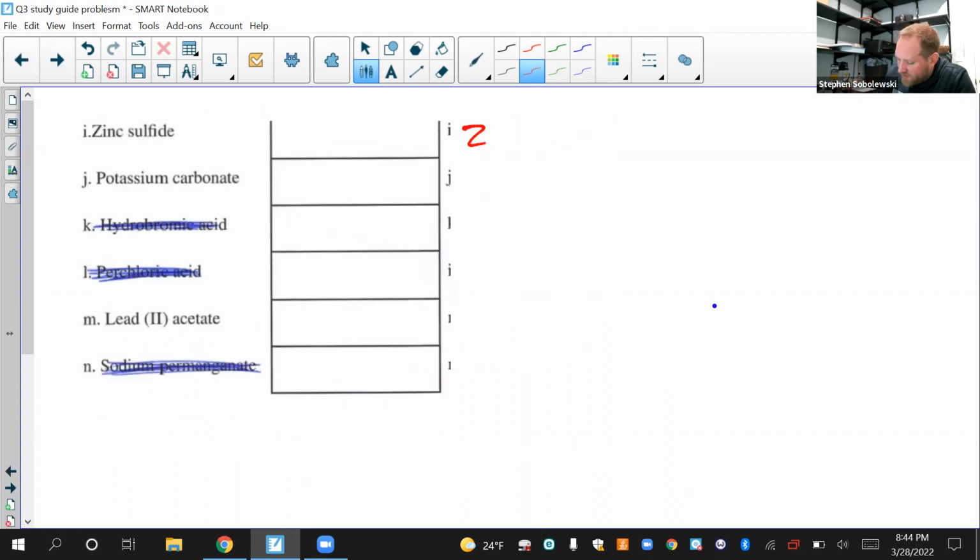Zinc sulfide, zinc is Zn2+, sulfide is S2-, not to be confused with sulfate or sulfite. So this is just ZnS. Make sure you didn't accidentally keep the 2's there and say Zn2S2. You've got to simplify it down. Potassium carbonate, that's K+ is potassium, CO3 2-, so it's going to be K2CO3.